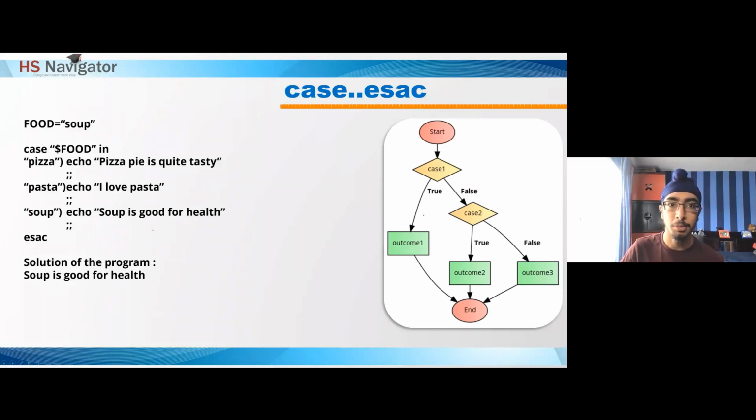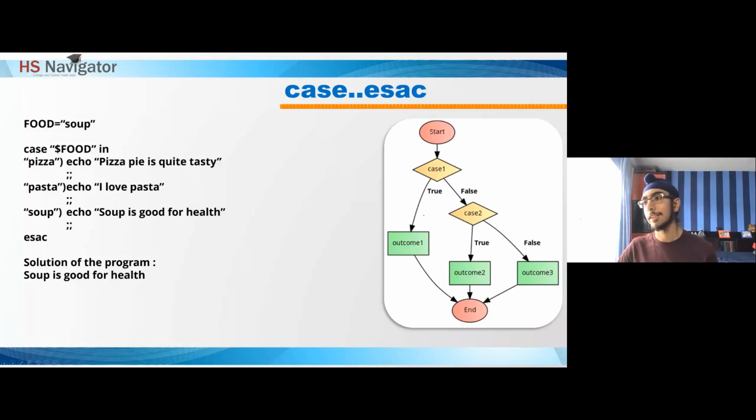So when you run that program, since the food is soup, it says, okay, we're looking at the variable food. So what is food? It's soup. Is soup pizza? No. Is soup pasta? No. Is soup soup? Yes. Then say soup is good for health and end it. So the output is soup is good for health.